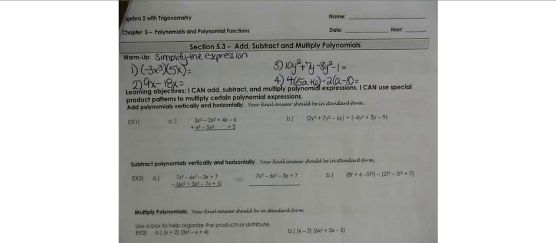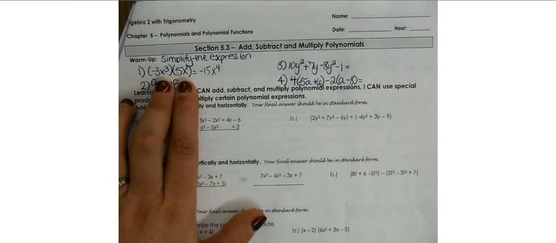All right, let's go ahead and check your answers. The first thing you want to do is multiply -3 times 5. You'll end up with -15. Then when you multiply x to the third times x, you simply add your exponents. That'll make that -15x to the fourth.